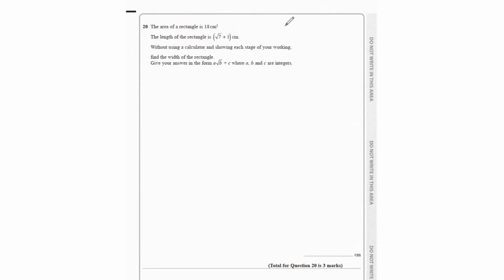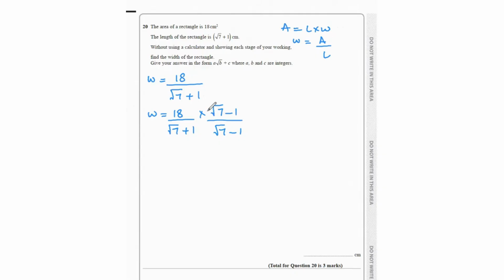So we know that the formula for area is length times width. And if we're trying to find the width, it's basically area divided by the length. So over here, width is going to be 18 divided by root 7 plus 1. Remember, I told you when there's a surd in the denominator, you have to rationalize it to solve it. So that means we're going to multiply and divide this fraction by root 7 minus 1 in order to find the width. So 18 times root 7 minus 1 divided by root 7 plus 1 times root 7 minus 1.